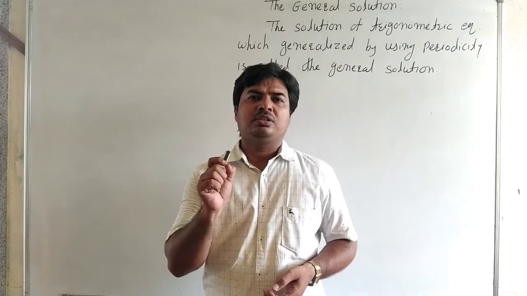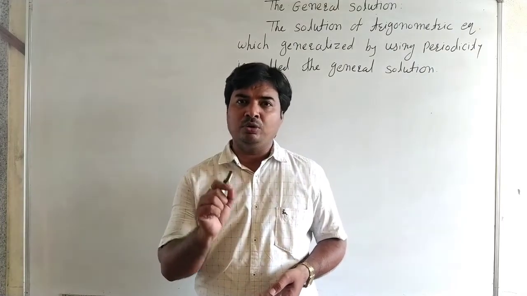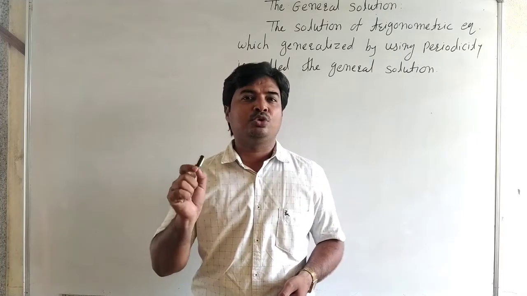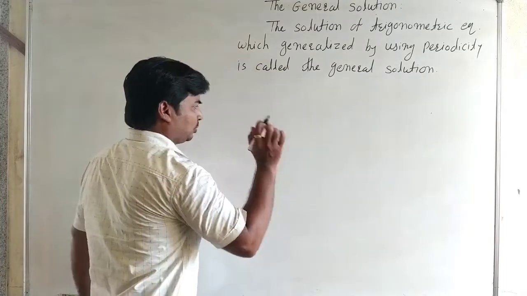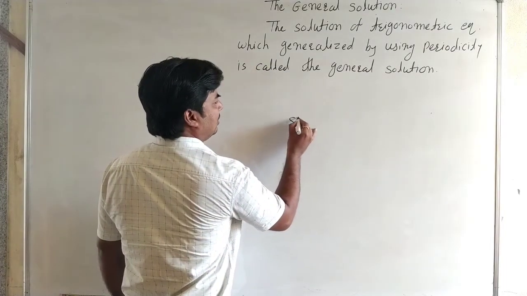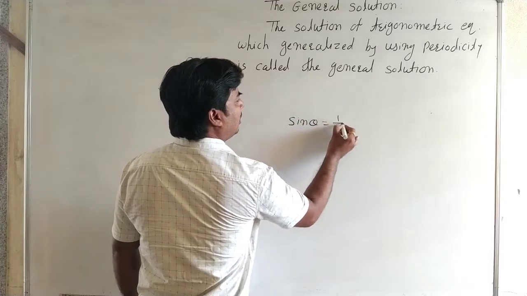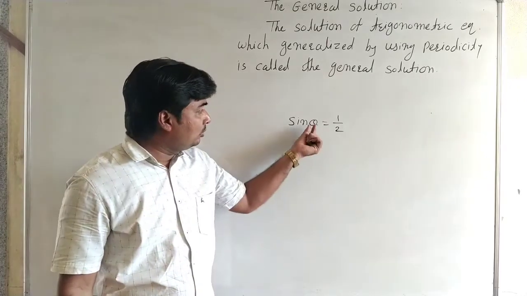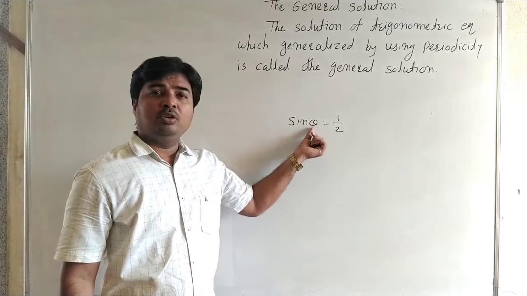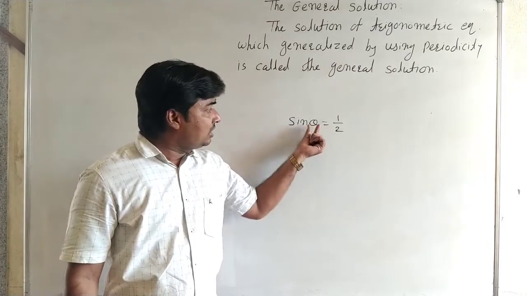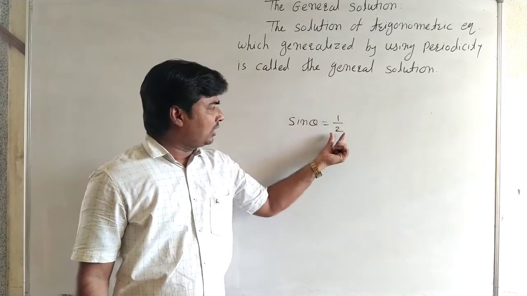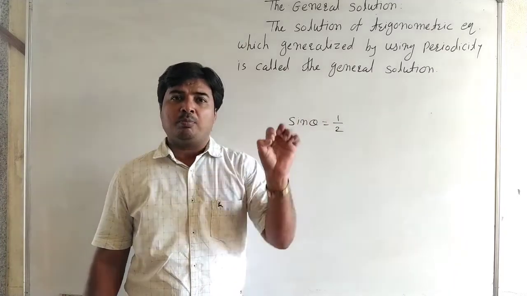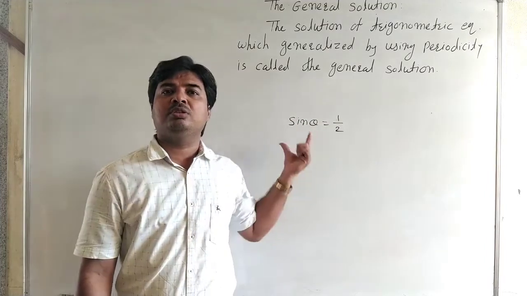Now what is the solution of the trigonometric equation? It is the value of the variable which satisfies the trigonometric equation. Suppose we consider one equation, sin theta is equal to 1 by 2. Here theta is a variable and it is a trigonometric equation. Then we know that sin theta is equal to 1 by 2, therefore theta is equal to 30 degrees, that is pi by 6. That means pi by 6 is a solution of this trigonometric equation.